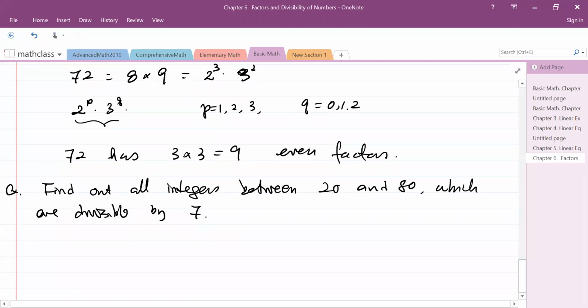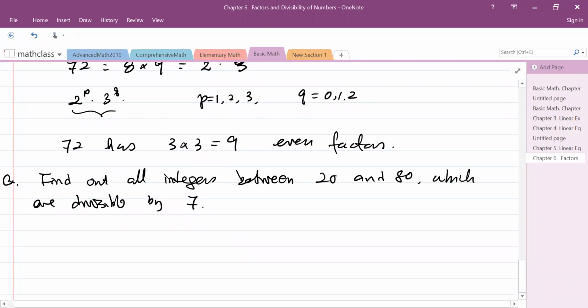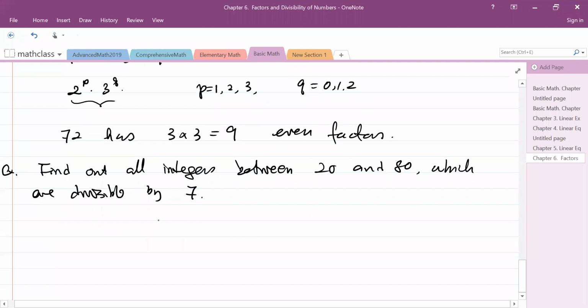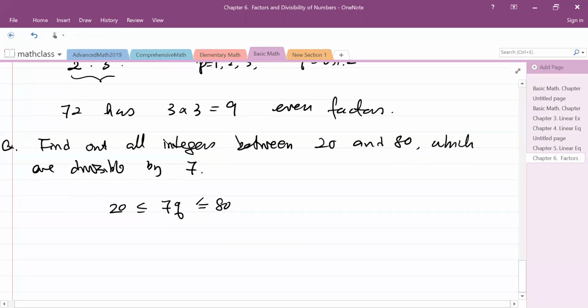Okay, 4, 9. So 3, 4, 5, 6, 7, 8. No, list the last digit and then list every last digit. Yeah, possible. So think about a number divisible by 7, it must be in the form like 7 times 2. Okay, so this is between 20 and 80. So you just need to figure out what is the smallest possible value for Q.